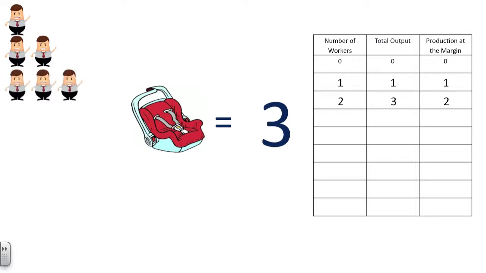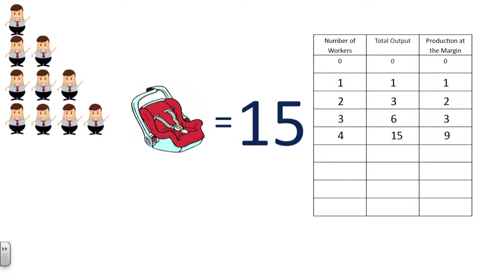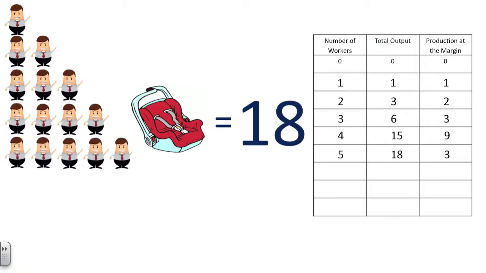We can follow the logic and say that with our third worker, output increases to 6. And again, looking at it marginally from 2 to 3, we have an increase in output from 3 to 6. Therefore, there's an increase of production at the margin of 3. Add another worker, we see our total output jump to 15 and 9 at the margin. Add another worker, we see our total output jump to 18.